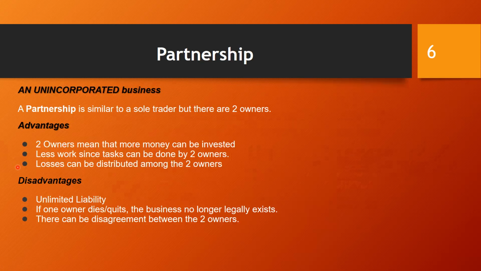And also, there are some drawbacks which come from being in a partnership business. Just like a sole trader business, you are also going to have unlimited liability, meaning the partners are going to be held liable for the business debts, and they risk losing their personal possessions if the business falls into debt. So that is also a drawback. And also, there is no continuity, just like a sole trader, meaning if one owner or partner dies or quits, that means the partnership business no longer legally exists. You need to form a new partnership with the available live partners.